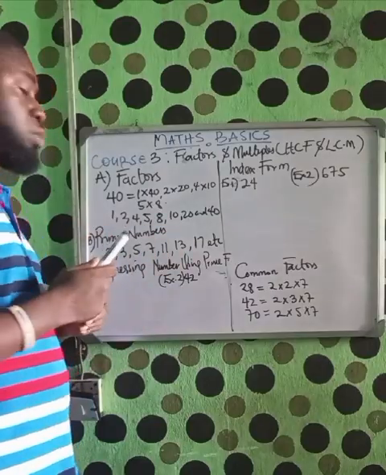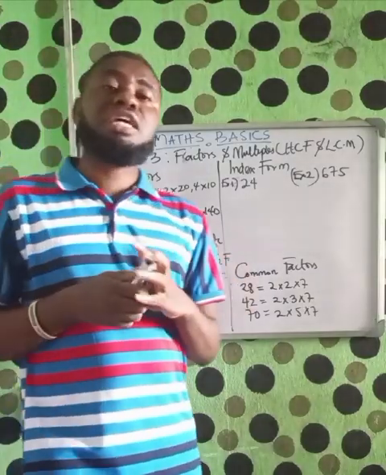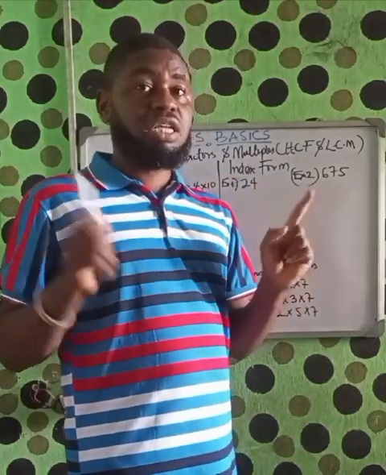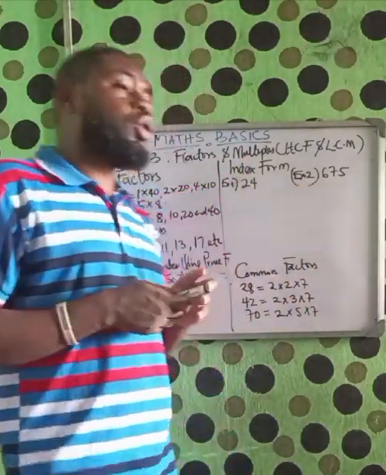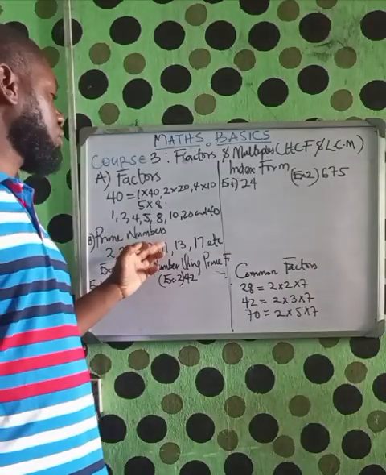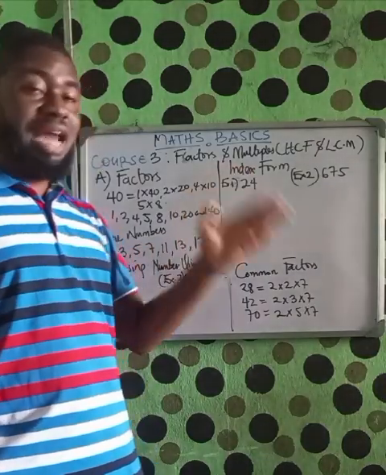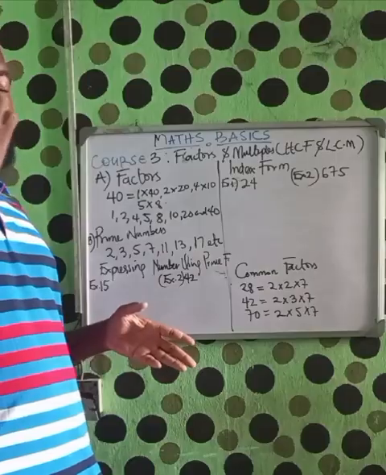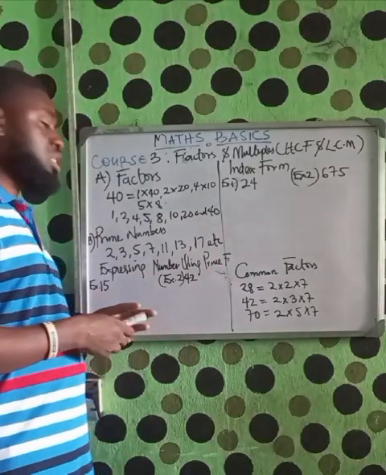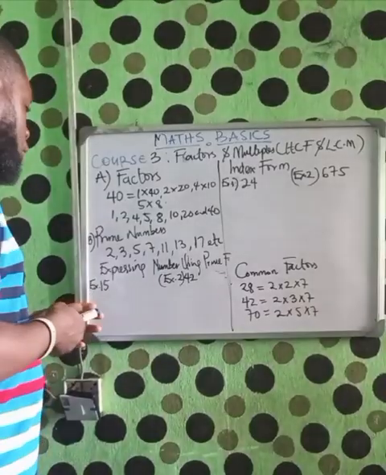Now very fast, I'll go to prime numbers. What are prime numbers? Prime numbers are numbers that are divisible by 1 and itself. So it has two factors. So prime numbers we have here are 2, 3, 5, 7, 11, 13, 17, 19, and so on. 23 too is a prime number as well, because it's divisible by 1 and itself only.